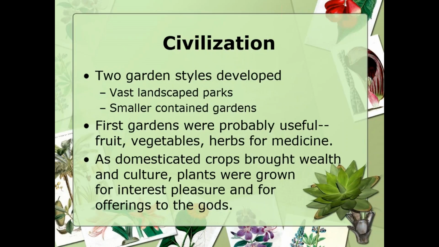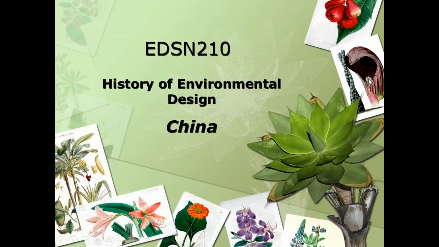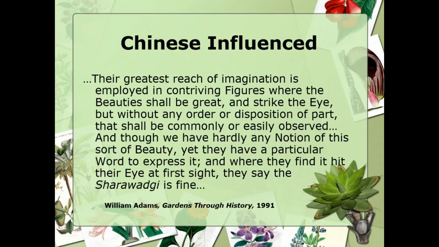Two garden styles developed: vast landscape parks and smaller contained gardens. First gardens were probably useful: fruit, vegetables, herbs, and medicine. As domesticated crops brought wealth and culture, plants were grown for interest, pleasure, and offerings to the gods. So we're moving into China.